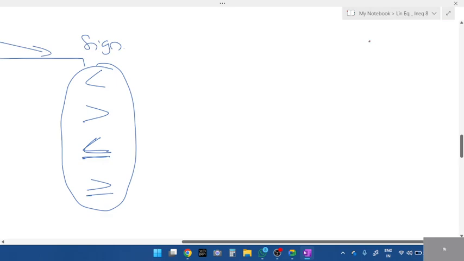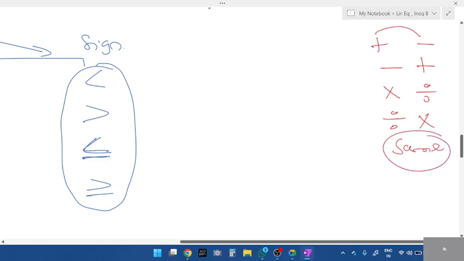In inequation, it follows the same rules as equation. Plus becomes minus, minus becomes plus. Multiplication becomes division, division becomes multiplication. These rules are same, students. Along with this, there is one more concept. The concept is that even the signs will change.